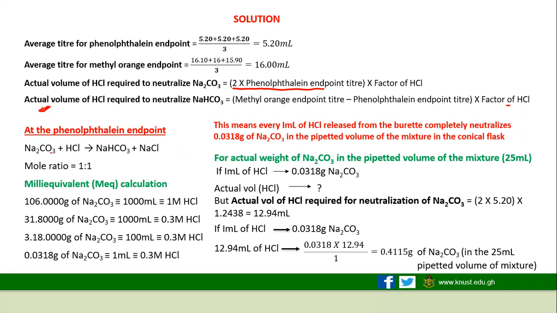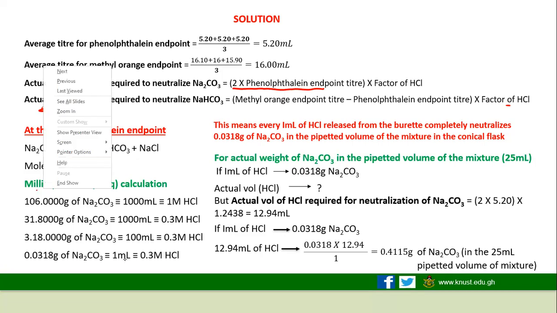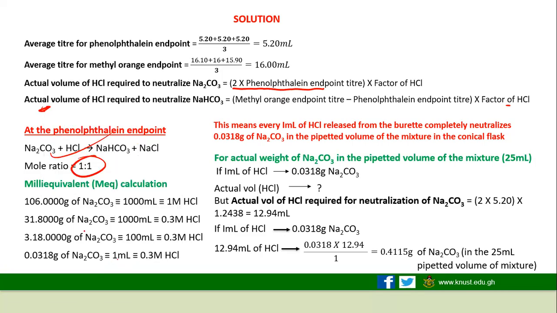Let's start. Now, this is the equation at the phenolphthalein endpoint. The mole ratio is 1:1. We have to state it clearly. Now, we are doing milli equivalent calculation because we are stepping down to 1 ml. So milli equivalent 1 ml.